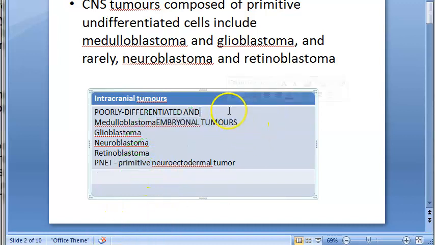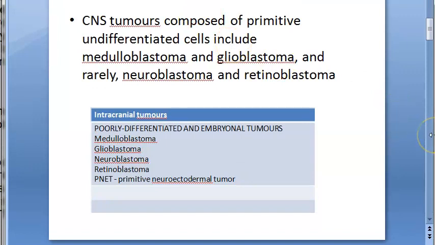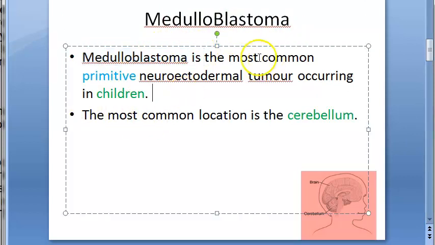Because it is embryonal tissue, some primitive tissue it is. So there will be medulloblastoma, and so many other blastomas, okay. So these are primitive tumors of the CNS, central nervous system. We want to discuss only medulloblastoma in this video, correct? So medulloblastoma is the most common primitive neuroectodermal tumor occurring in children. You should be able to say this.